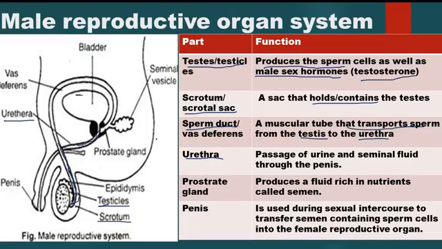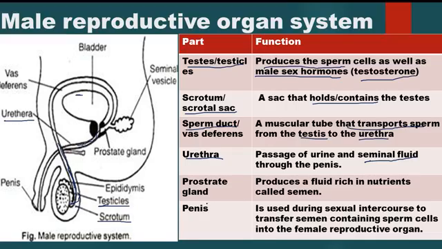Then apart from that, in reproduction, it allows for the passage of the seminal fluid, or what we call the semen. So if I ask you in an exam to state the function of urethra, just tell me that urethra is the tube which allows for the passage of urine and seminal fluid through the penis. Two functions.